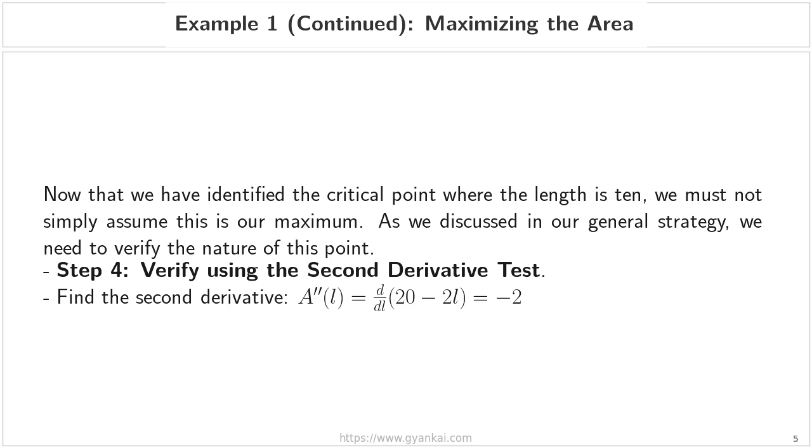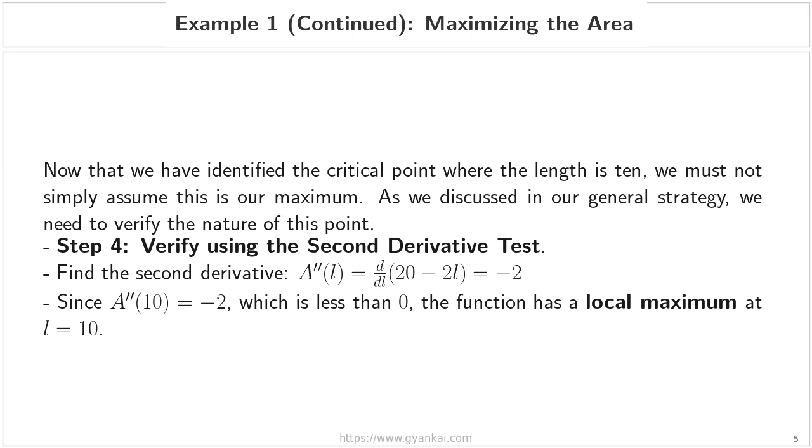To do this, we find the second derivative of the area function with respect to length. By taking the derivative of our previous result, which was 20 minus 2L, we find that the second derivative of A with respect to L is equal to minus 2. Because the second derivative at our critical point of 10 is minus 2, and since minus 2 is less than 0, the second derivative test confirms that the function reaches a local maximum when the length is 10.